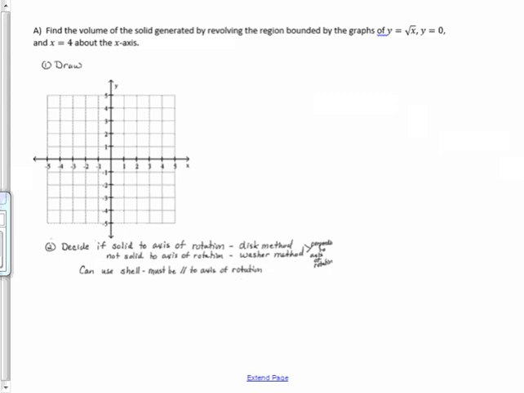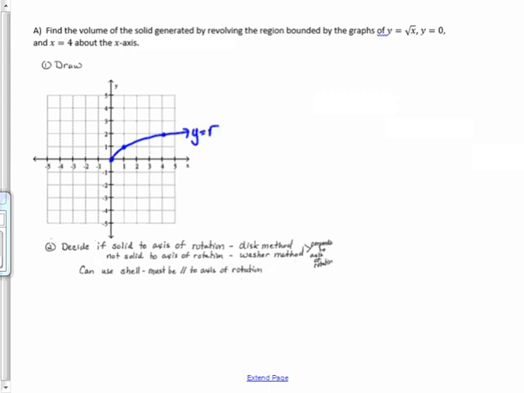Okay, let's look at the first one. Find the volume of the solid generated by revolving the region bounded by the graphs of y equals the square root of x, y equals 0, and x equals 4 about the x-axis. All right, first thing we need to do is just graph it. So I'm going to graph y equals square root of x. That would be (0, 0), (1, 1), and (4, 2).